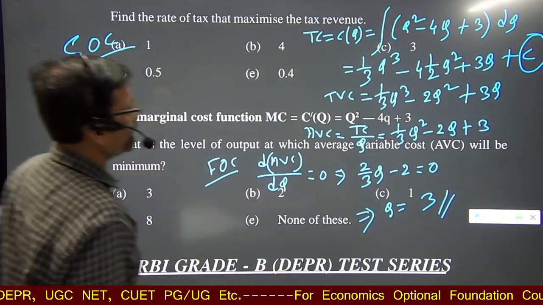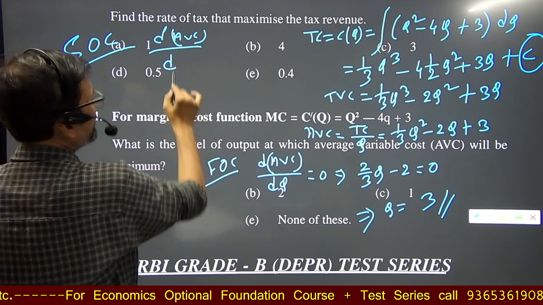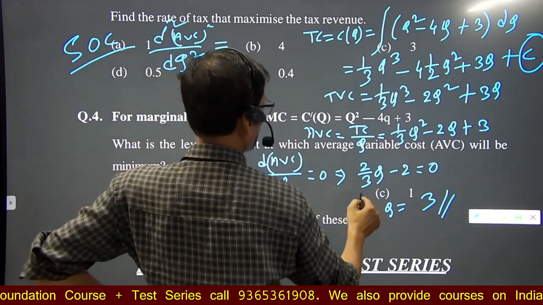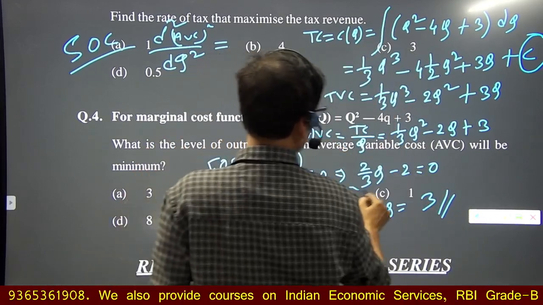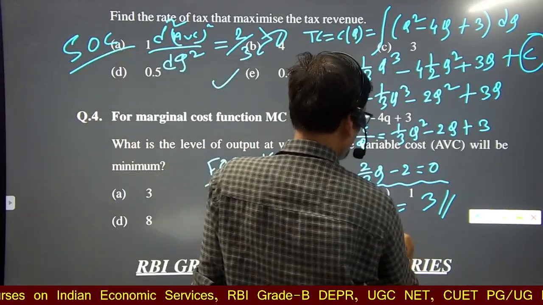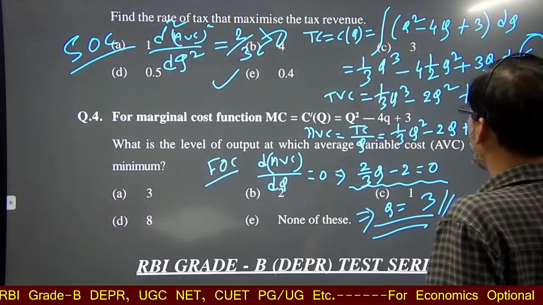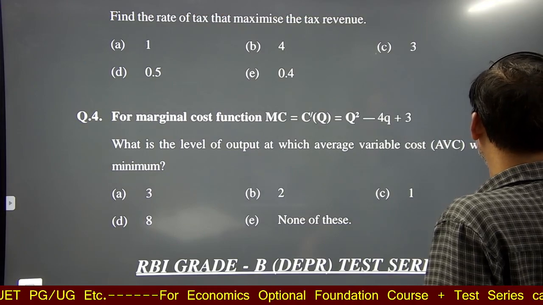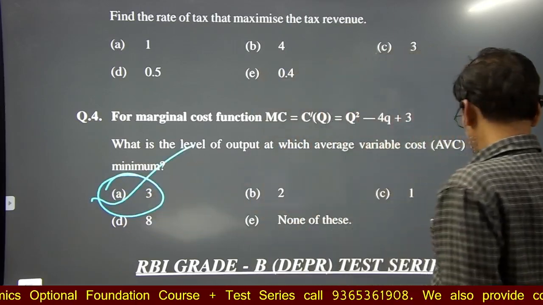After showing the second order condition, that is the second derivative of average variable cost, d square AVC by dq square. When we differentiate this one, 2 by 3, which is greater than 0. So at output Q is equal to 3, average variable cost will be minimum. So the correct answer here, this one. Correct answer is A. Okay, thank you.